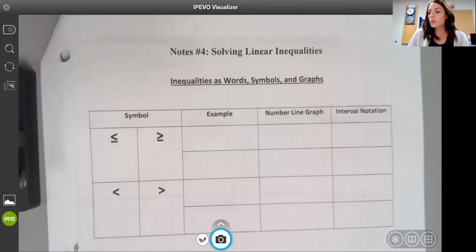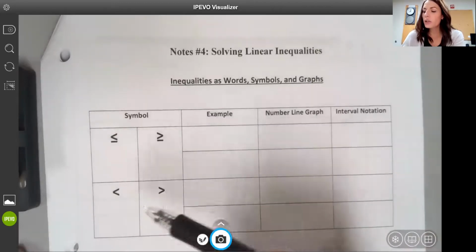So today we're going to be completing notes number 4, and we're going to be transitioning from solving equations into solving linear inequalities. So before we get into solving inequalities, we're going to go through and give a few examples and also define what certain symbols mean.